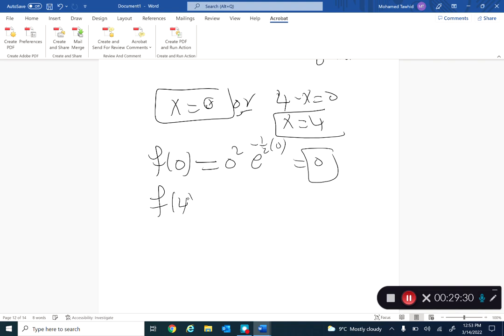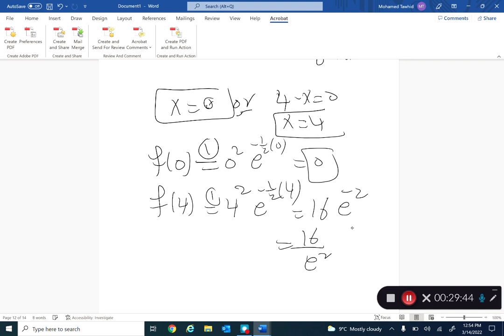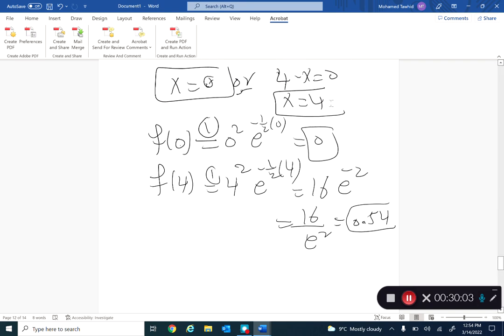So what is f at 4? It will be 4 squared, that is in equation 1 here. Equation 1: 4 squared e to the power negative 1 over 2 multiplied by 4. So you get 16 e to the power negative 2. So you get 16 over e squared, right? You can go ahead and find the number here, 16 over e squared, which is maybe 0.54. That's a number, whatever it is, so 0 is inside the domain of your f, and 4 is inside the domain of your f.